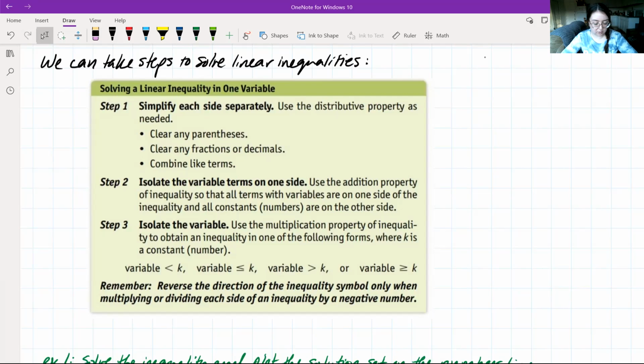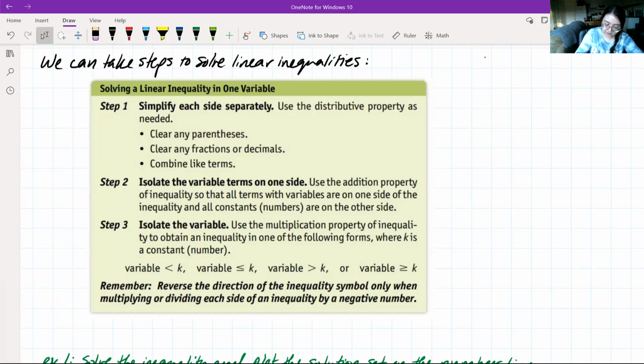Step 2, we want to isolate the variable terms on one side. We use the addition property of inequality so that all terms with variables are on one side of the inequality and all constants are on the other side. Then we want to isolate the variable. So we're going to use the multiplication property of inequality to obtain an inequality in one of the following forms, where k is a constant. So we're going to have our variable either less than k, less than or equal to k, greater than k, or greater than or equal to k.